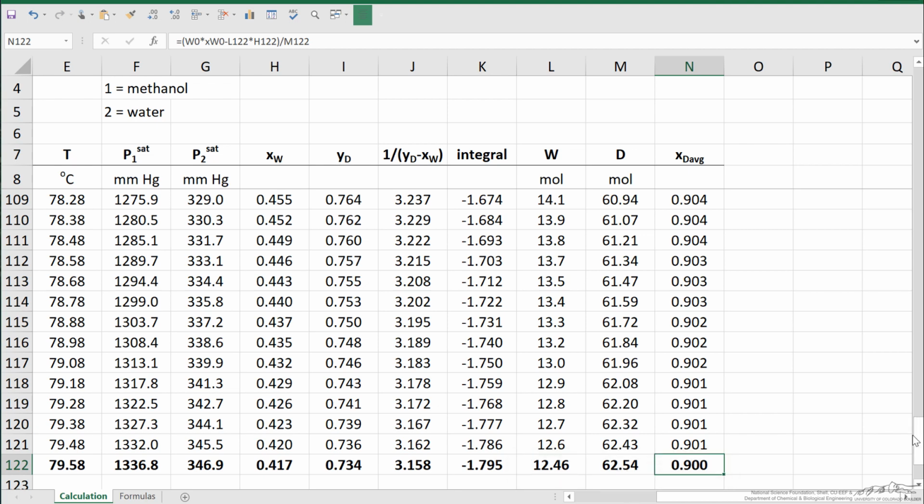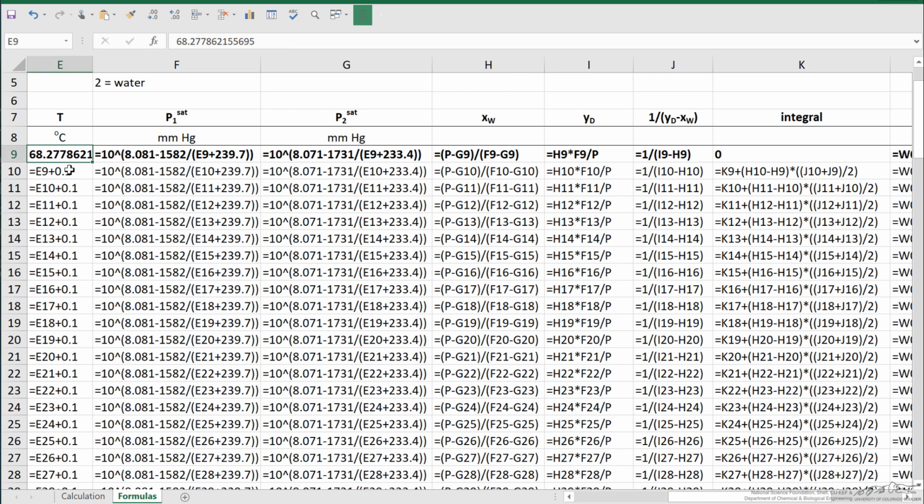We can also look at these equations in a little more detail, so let's look at this formula page. You can see I've stepped through. This is my starting temperature, and I add 1/10 of a degree. I then just use the Antoine equations for P1 sat and P2 sat. XW is the equation that results from Raoult's law, and likewise YD, Raoult's law. Then this column is just obtained from the previous two columns, H and I. And then here's the integral.